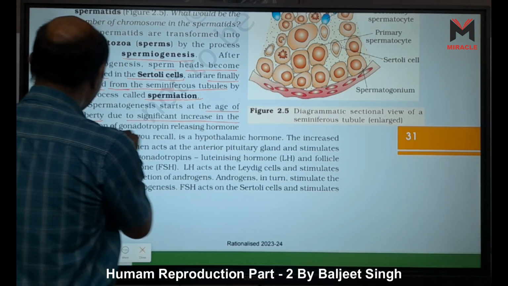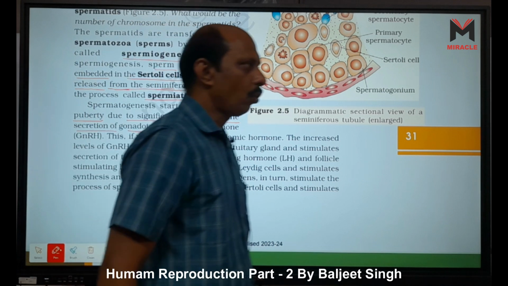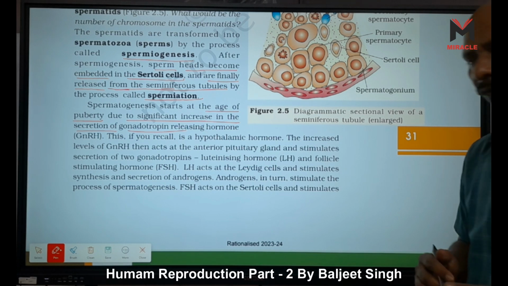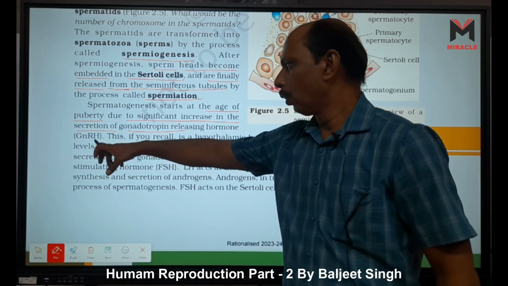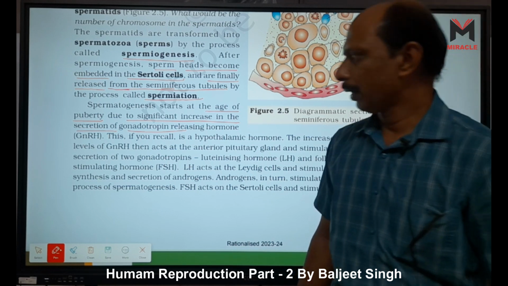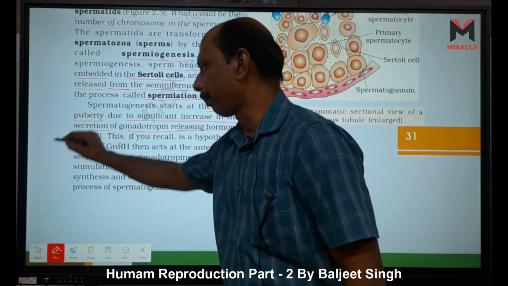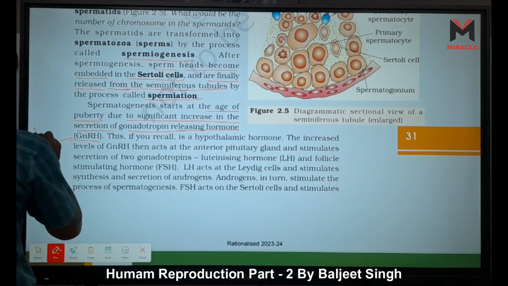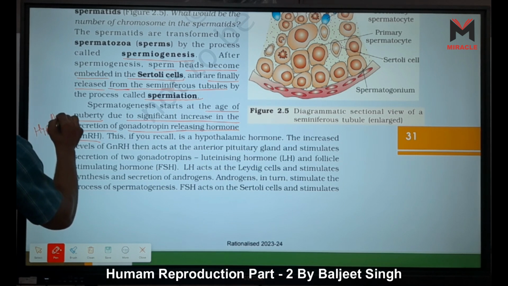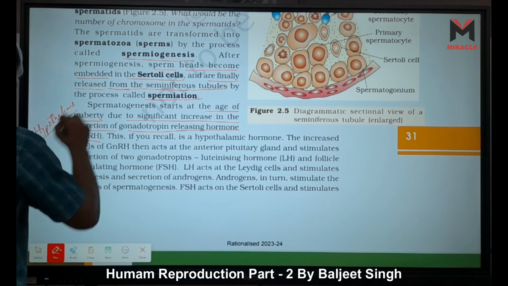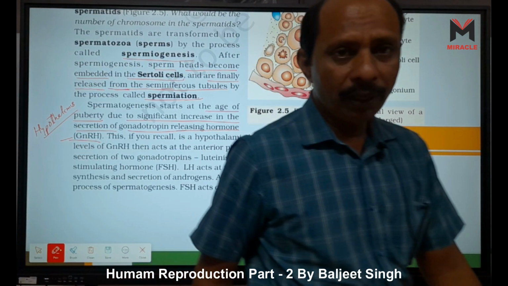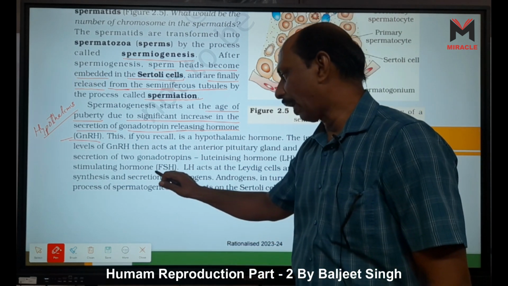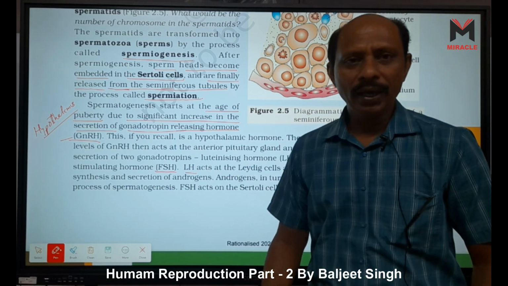It starts due to the significant increase in the secretion of gonadotropins. Which gonadotropins are released here? Here we know GnRH. What is the full form of GnRH? It is called gonadotropin releasing hormone. It is not from the pituitary gland; it is released from the hypothalamus. Now, it stimulates the pituitary gland to release two other hormones, which are gonadotropins. They are FSH and LH.